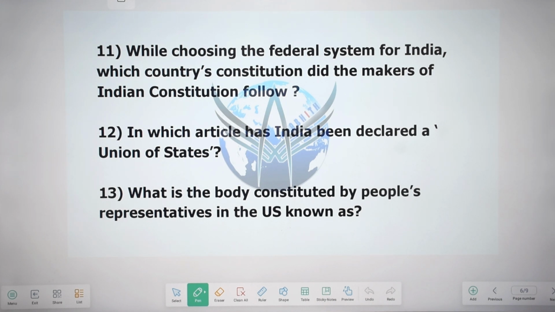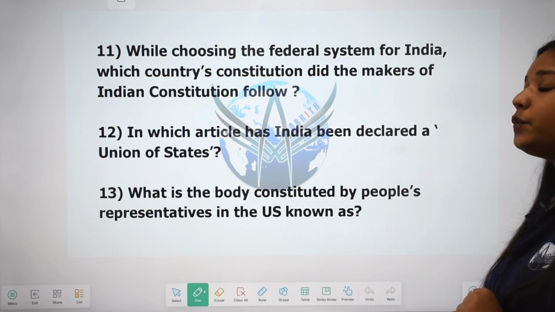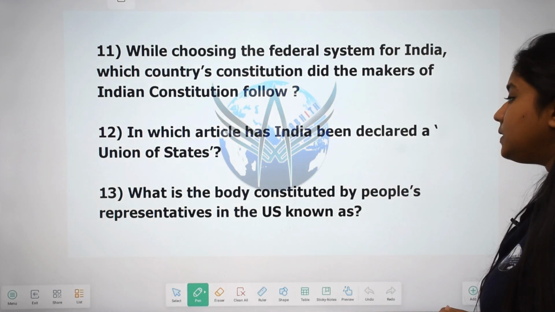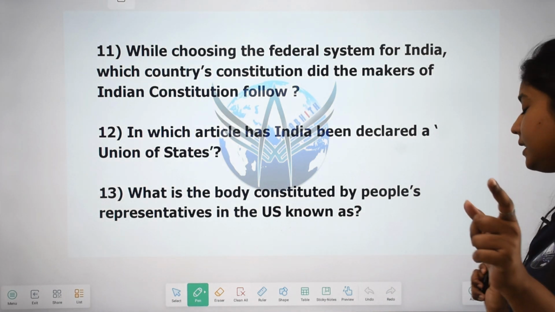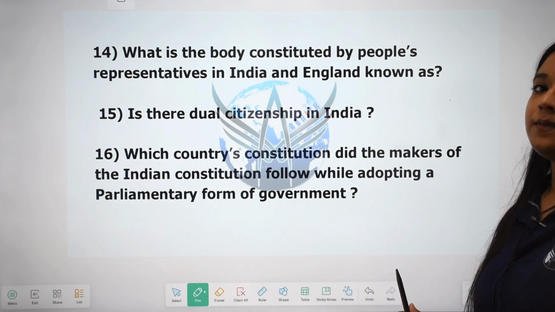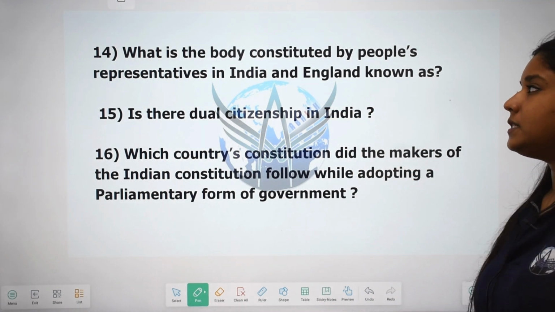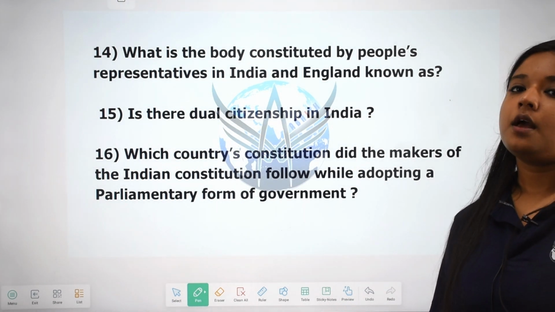What is the body constituted by people's representatives in the US known as? Congress. In India and England, we call it Parliament. What is the body constituted by people's representatives in India and England known as? Parliament.